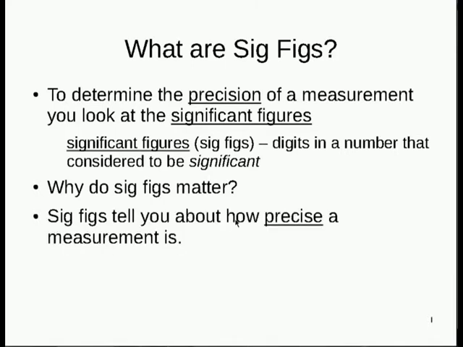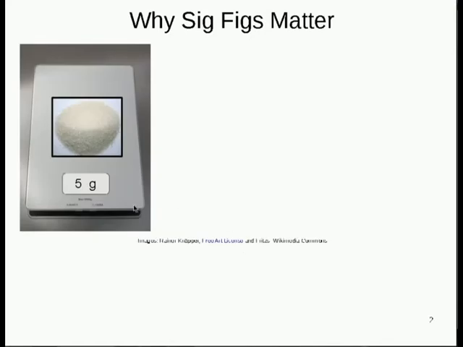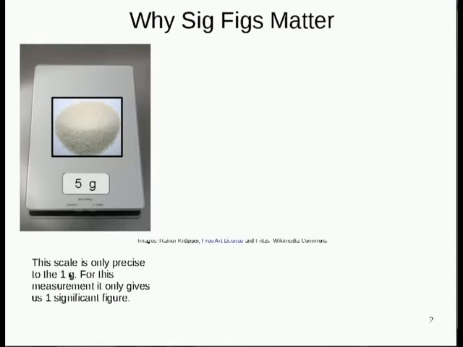So really, why do sig figs matter? Well, sig figs tell you how precise a measurement is. And you're thinking, what does that mean, precise? Let me give you an example. So here you have a scale, and let's say you want to weigh this pile of sugar. You choose a scale that only gives you a measurement to the 1 gram, which means it's precise to the 1 gram. So for this measurement, it only gives you one significant figure. It's 5 grams.